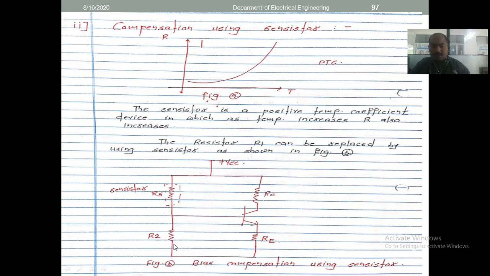त्यामुळे तो सेन्सिस्टर डिव्हाइस आहे ना R1 च्या ठिकाणी यूज करतोय आपण. लक्षात घ्या, सेन्सिस्टर डिव्हाइसेस जी म्हणजे पॉझिटिव्ह टेम्परेचर कोएफिशियंट असतो. म्हणजे काय, टेम्परेचर वाढलं की रेजिस्टन्स पण वाढणार आहे. लक्षात घ्या, याचा इफेक्ट सांगतो तुम्हाला.